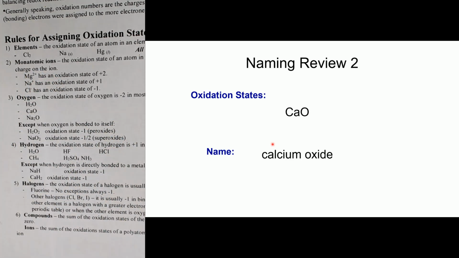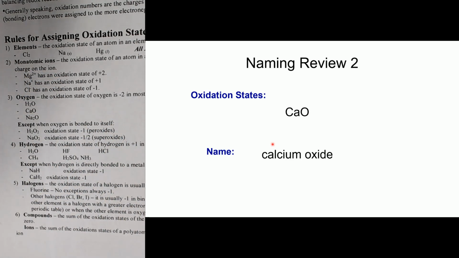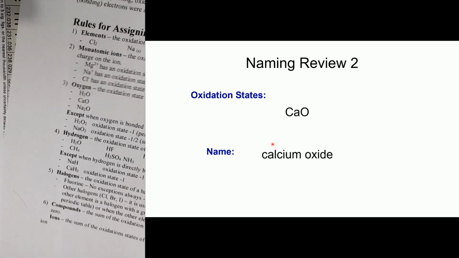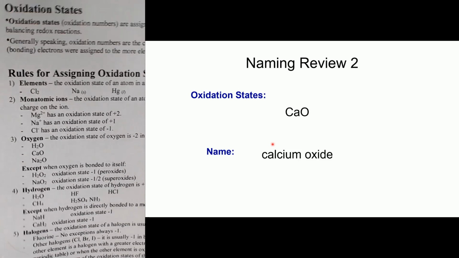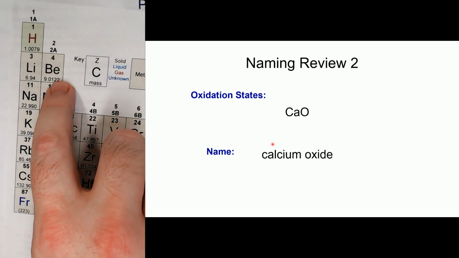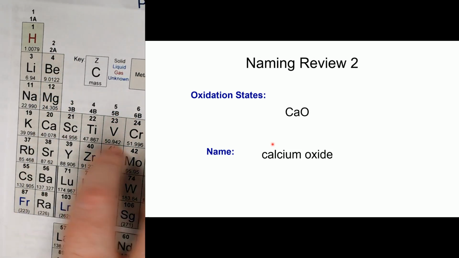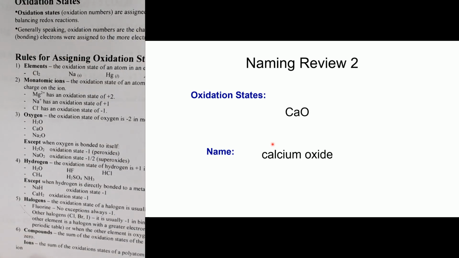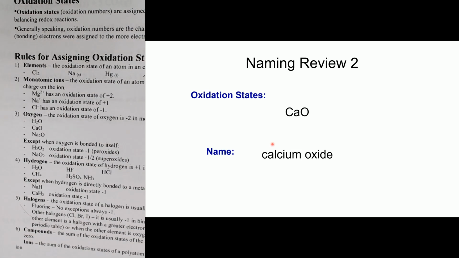We know for sure that calcium, because calcium is in group 2, here it is, I'm getting my periodic table, there's calcium. Since calcium is in group 2, it's always going to have an oxidation state or a charge of +2. So we know that it is +2.